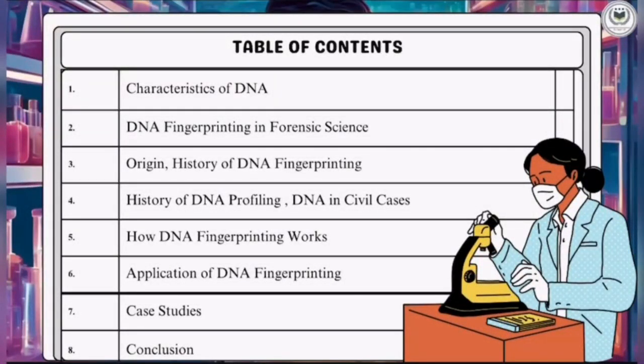Table of contents. First, characteristics of DNA. Second, DNA fingerprinting in forensic science. Third, origin and history of DNA fingerprinting. Fourth, history of DNA profiling, DNA in civil cases. Fifth, how DNA fingerprinting works. Sixth, application of DNA fingerprinting. Seventh, case studies. And eighth, conclusion.